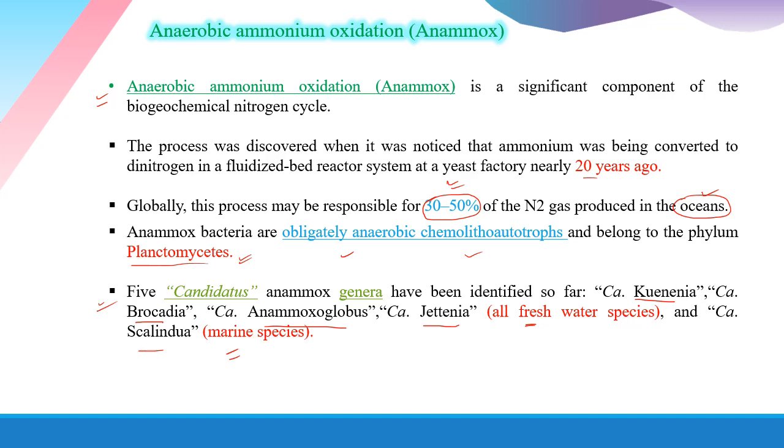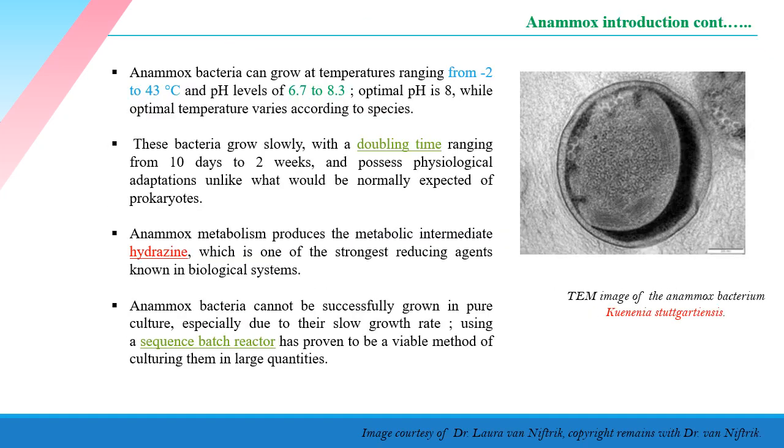After that, if we talk about some other features of Anammox bacteria, they can grow from -2 to 43 degrees centigrade. That means there is a wide range of tolerability in them to tolerate different environmental and temperature conditions. Whereas if we talk about pH, they prefer neutral to somewhat alkaline pH, with an optimum of about 8, while the optimum temperature varies with different species, as we have talked.